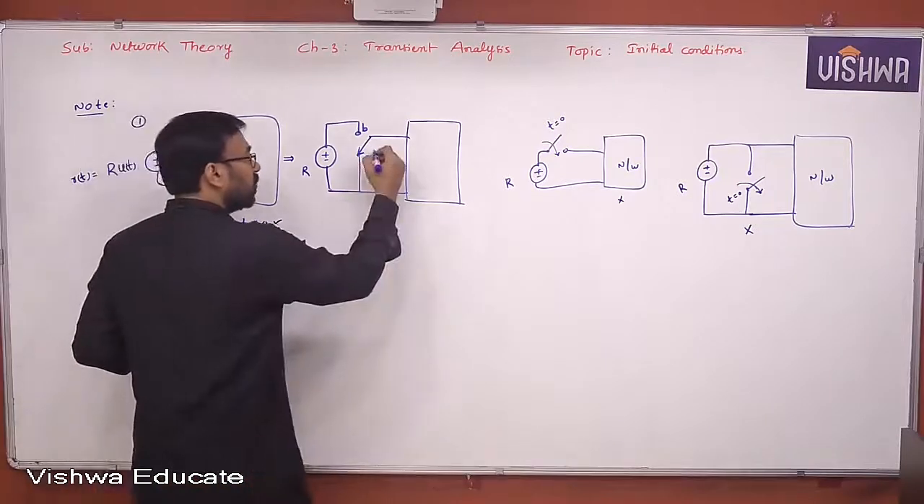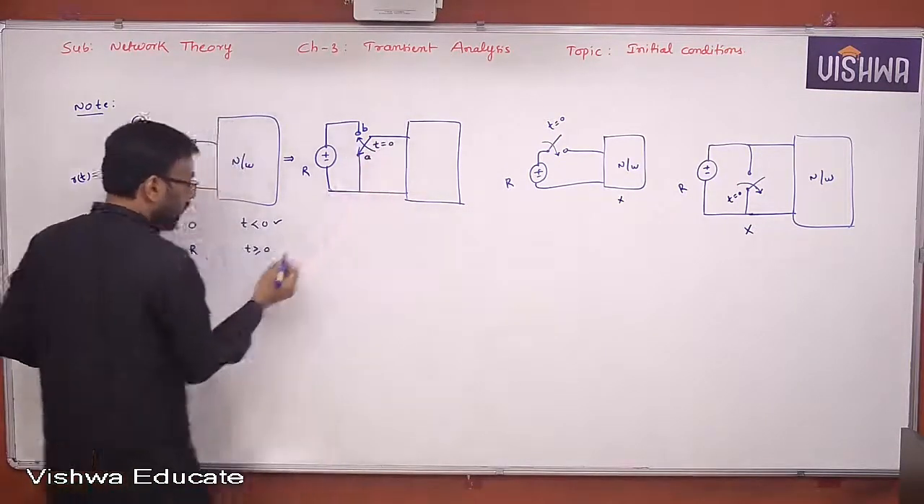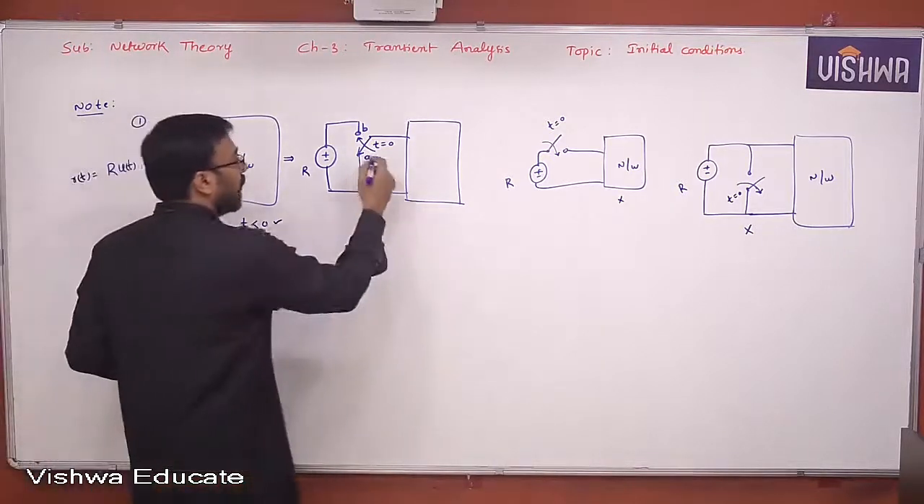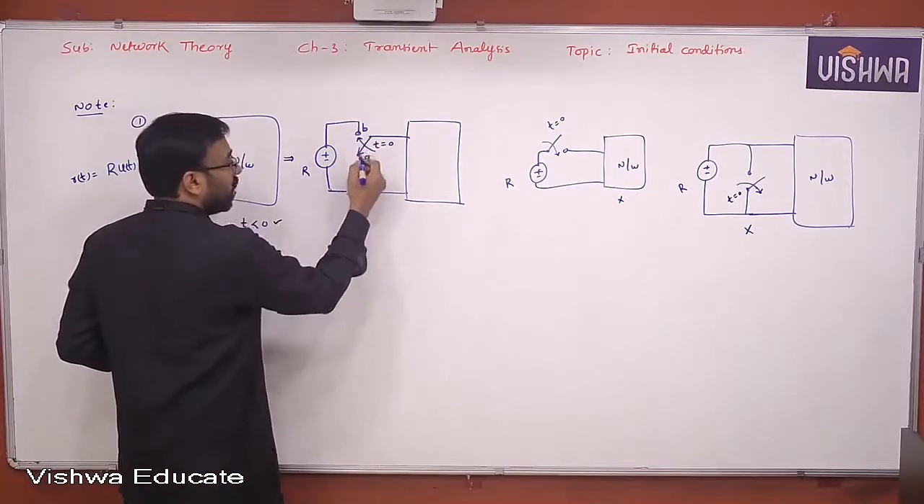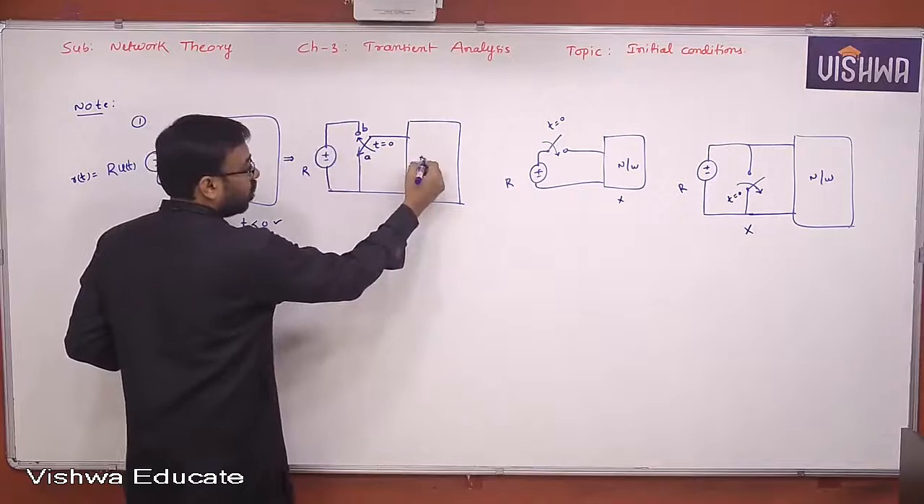Now when you move the switch from A to B at t equal to 0, because at t equal to 0 the disturbance, or the switching operation, is taking place, therefore for t greater than or equal to 0, the input given to the network is what? Capital R. I hope you understand the point.